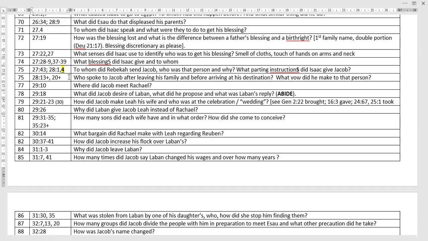Question 77. Where did Jacob meet Esau? You see, it's by the well. It's generally the women, the daughters, who go to the well to water the sheep.